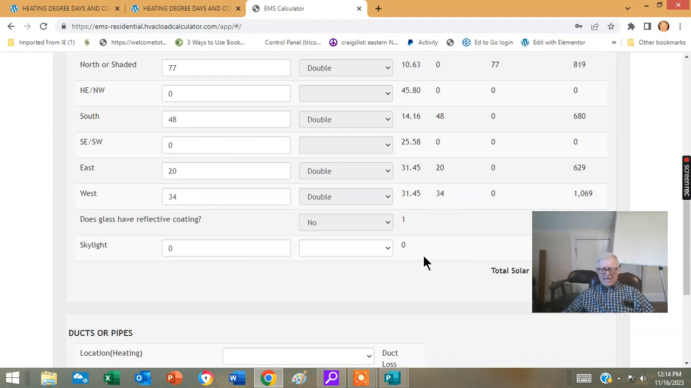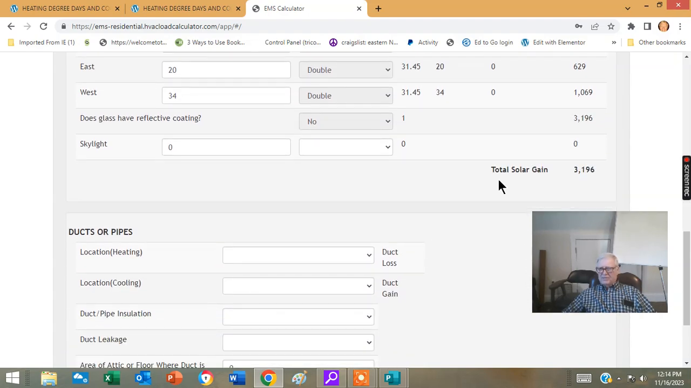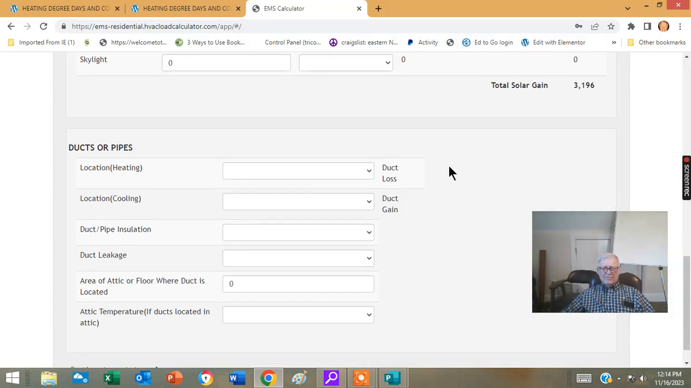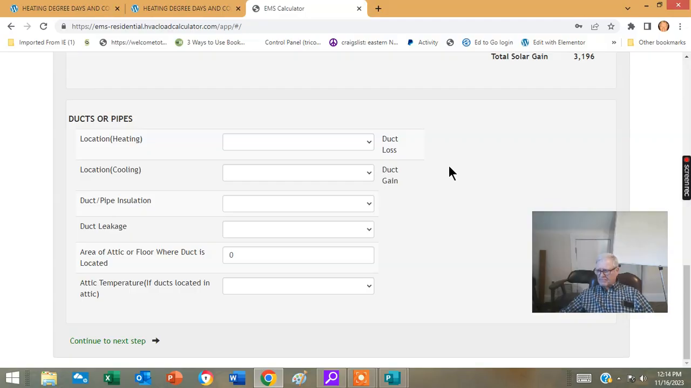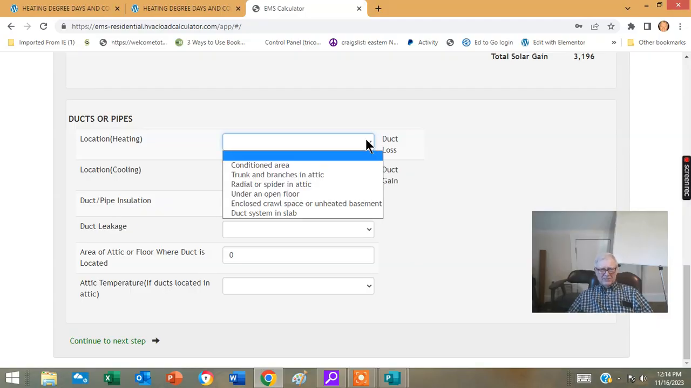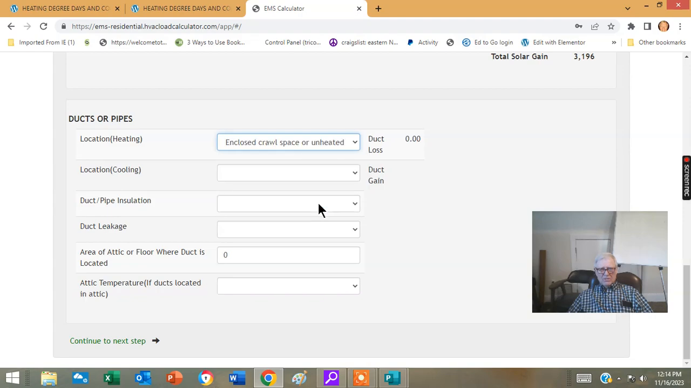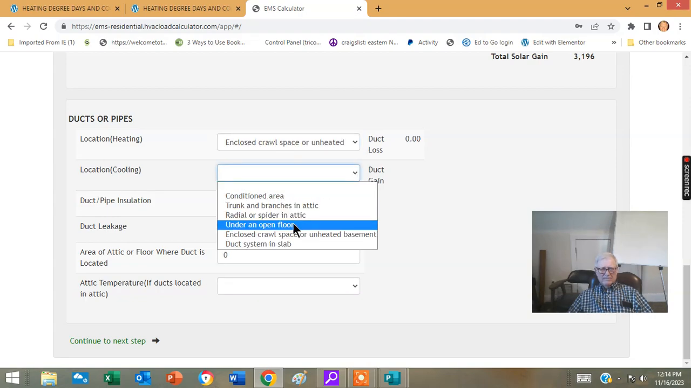Do you have any skylights in it? We have no skylights. If you did, you'd put the square footage of the skylights, and you would select whether they were clear, tinted, or reflective. Okay, moving on down here. Get another sip of this coffee. Okay, where are the ducts located in this house? Let's put the ducts underneath the house, so they're in a closed crawl space.